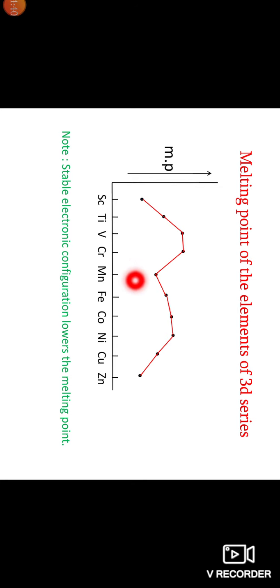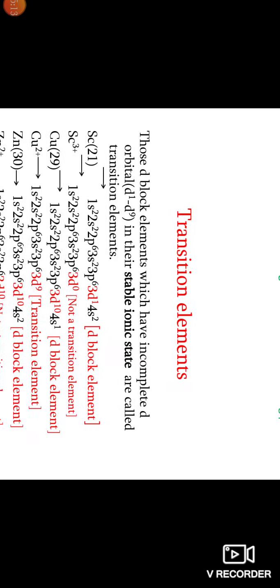Again, from manganese, the next elements iron, cobalt, nickel, etc., the number of electrons in the outermost energy level increases and the metallic bonds become gradually stronger. But in copper and zinc, there is a 3d10 electronic configuration which is a very stable electronic configuration. For this reason, the melting point of copper and zinc is less than the other elements. These are the changes of melting point of the elements of the 3d series.